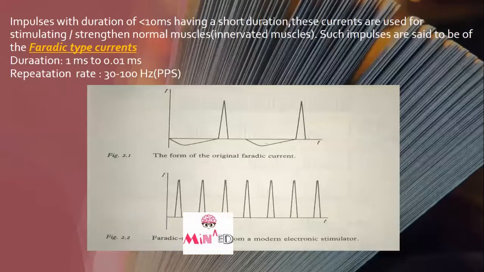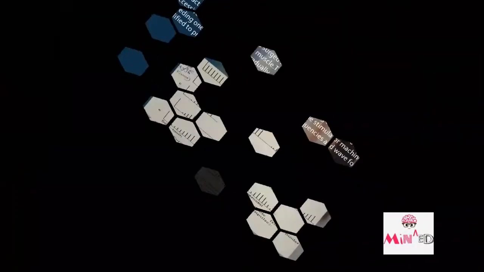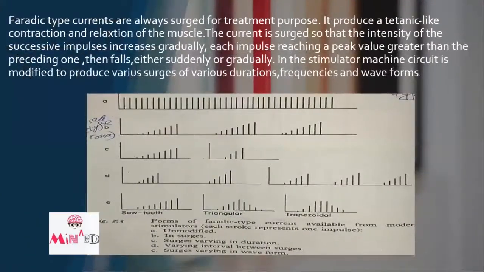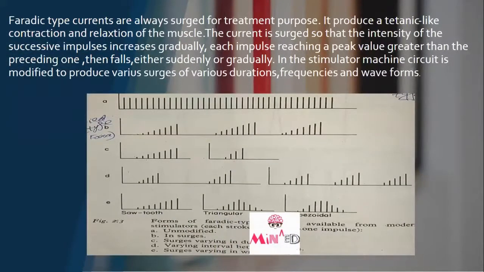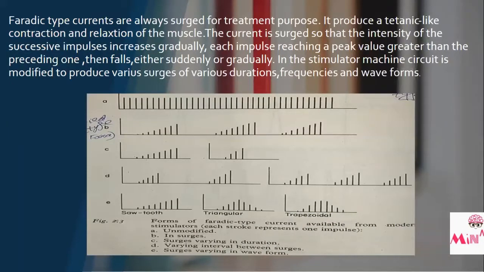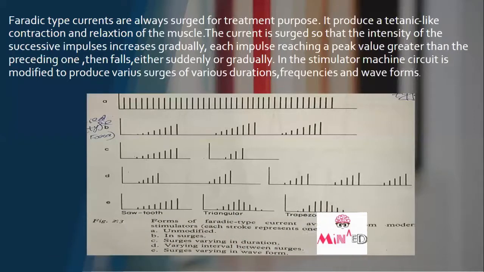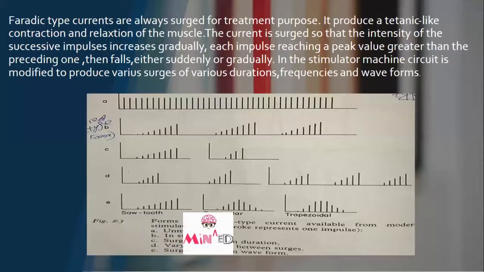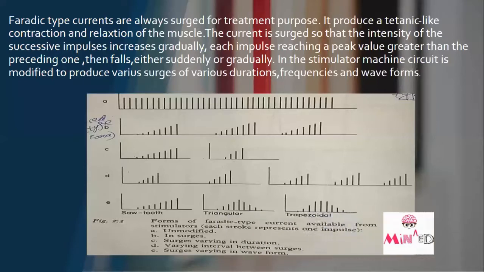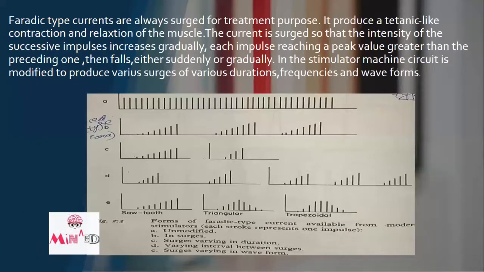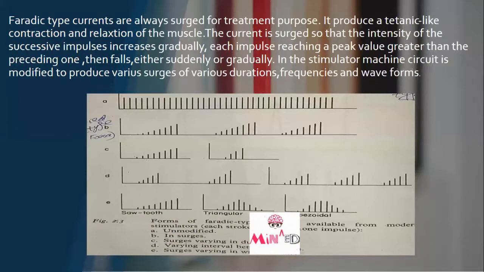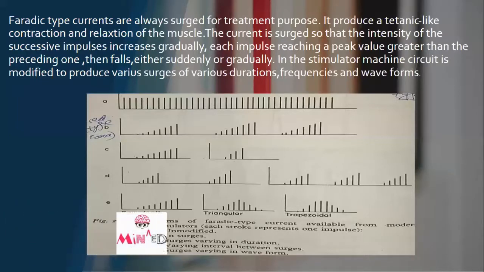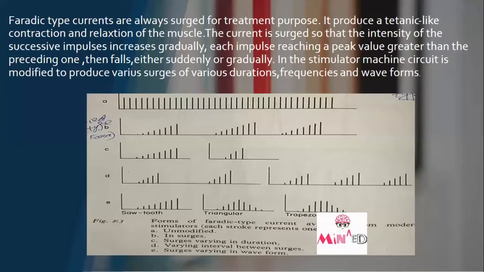Okay. Now coming forward to the next topic, when are Faraday type currents used? Faraday type currents are always used for treatment purposes. It produces a tetanic like contraction. That means when you feel it on your own body, it will be like a tetanic pinch and relaxation of the muscle. The current is surged so that the intensity of the successive impulses increases gradually. That means it increases in a gradual manner, a ramp up type, and each impulse reaches a peak value greater than the preceding one, either suddenly or gradually.